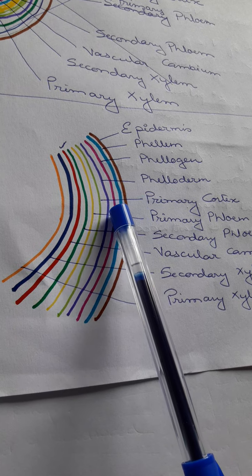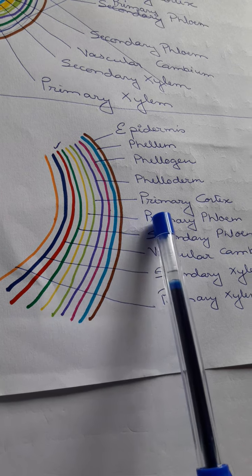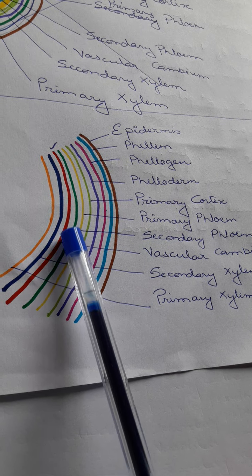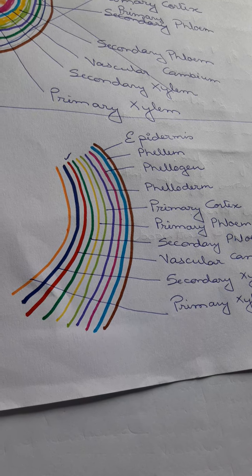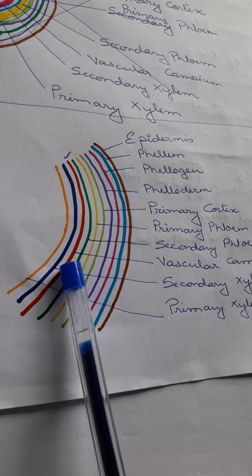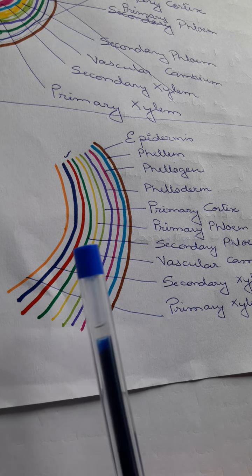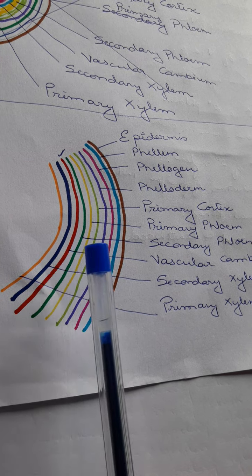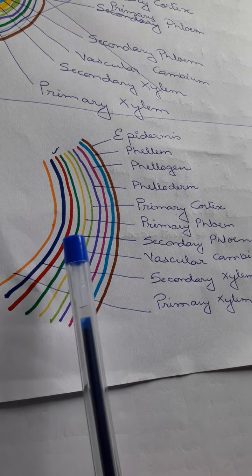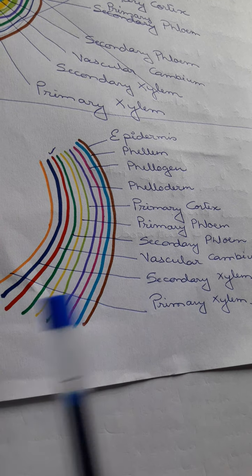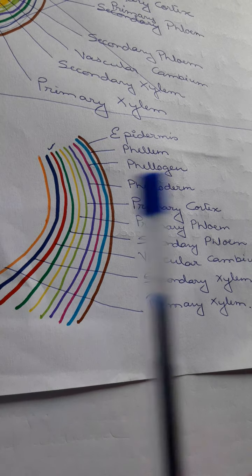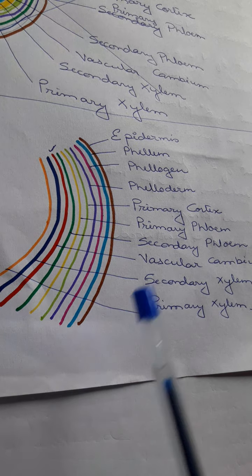Just next to the phellogen is the primary cortex. After the primary cortex is the primary phloem, then the secondary phloem. Next, this red colored portion is the vascular cambium, which is responsible for the development of the secondary tissue. Now the vascular cambium divides towards the outer portion, the fusiform cells divide and give rise to the secondary phloem, and the inner part divides to form the secondary xylem, and this is the inner portion, primary xylem, and within this the pith cells are there. So this is the whole secondary growth portion.